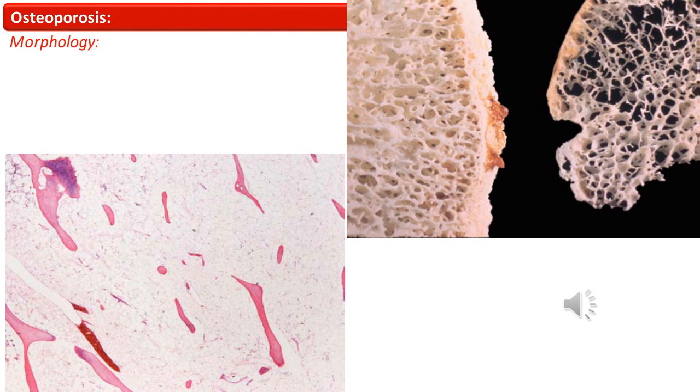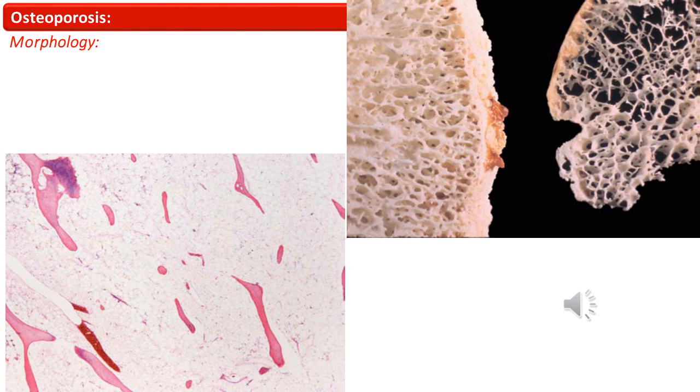In the lower picture, you can see that there is loss of connection in the bony trabeculae, and these trabeculae are decreased in number and also decreased in size.